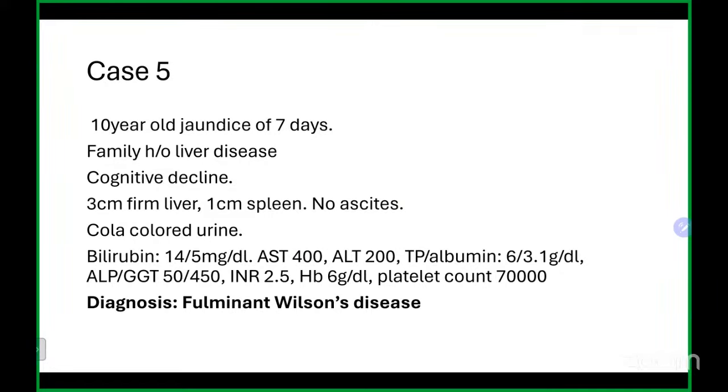It is a 10-year-old boy coming with jaundice of 7 days. There is some family history of, I think the diagnosis is visible. Huh? Okay, fine. So the family history of liver disease is there. Plus there is cognitive decline. That means it is not just liver, early CNS symptoms also have started. Whenever there is cognitive decline, either it is encephalopathy or some other CNS involvement. Correct? So there is liver, there is spleen, but there is no ascites.